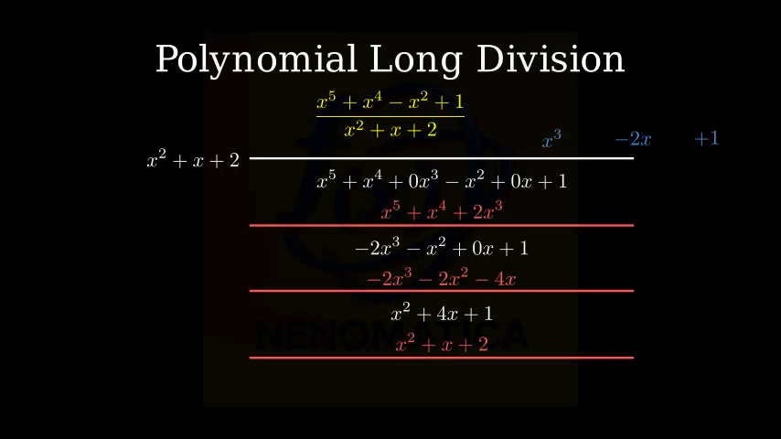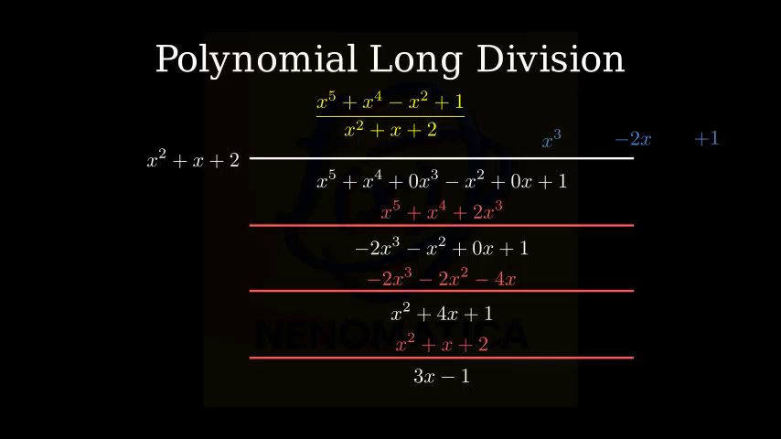This gives us x squared times 1, which is x squared, plus x times 1, which is x, plus 2 times 1, which is 2. So we get x squared plus x plus 2. We write this below our current dividend, align like terms, and subtract. After this final subtraction, we get 3x minus 1. The degree of this expression is less than the degree of our divisor, so we can't continue the division process.